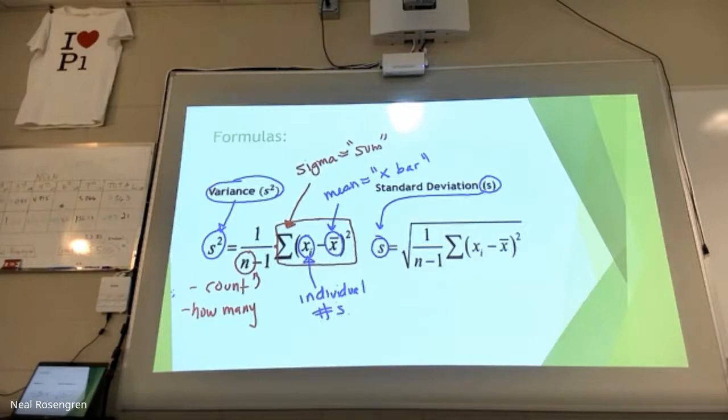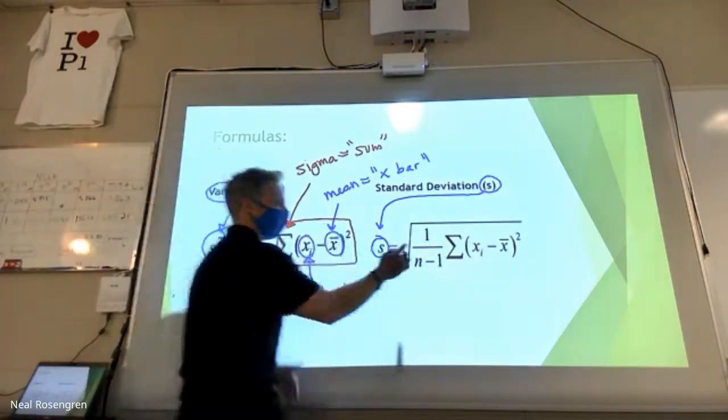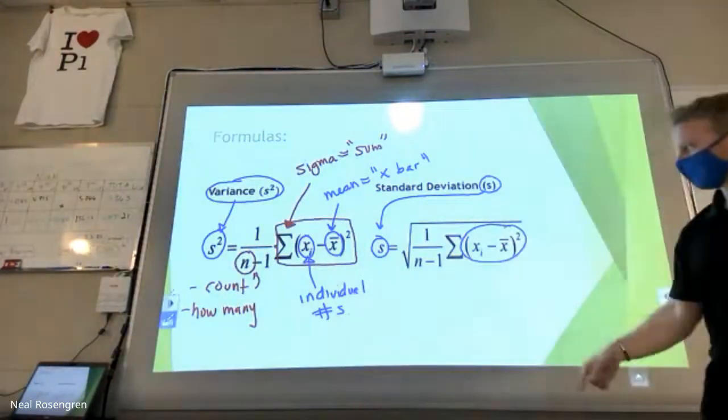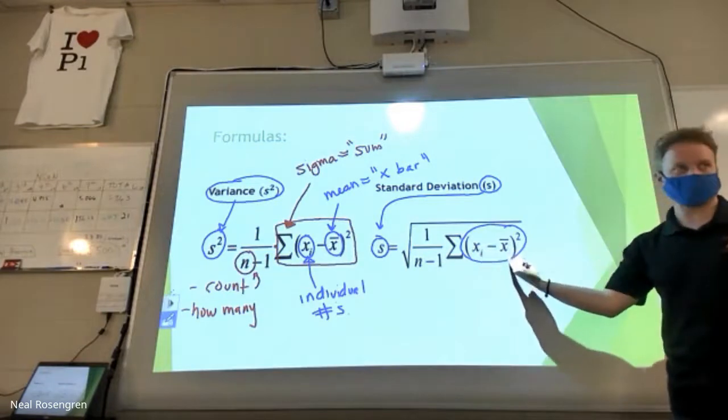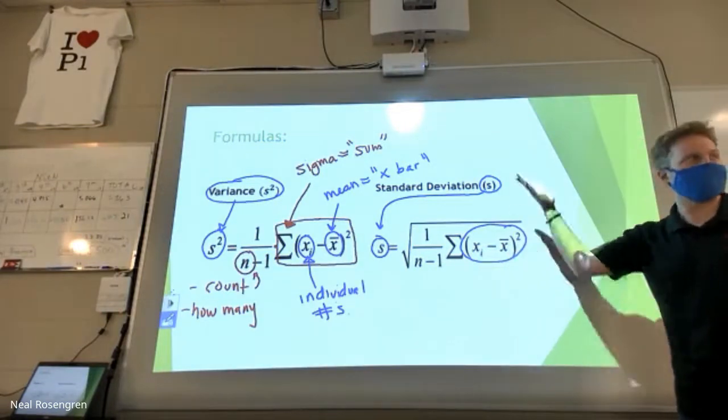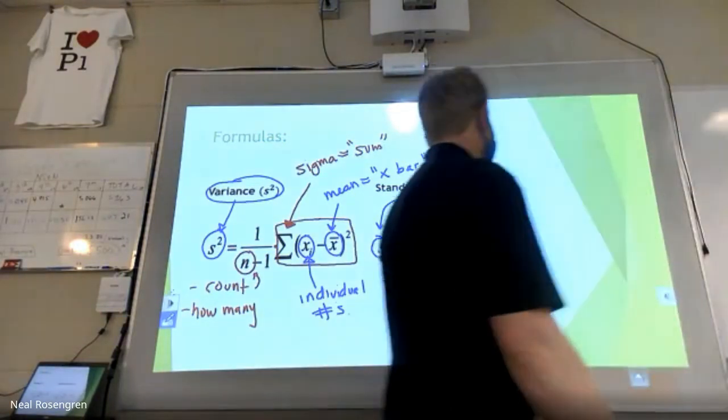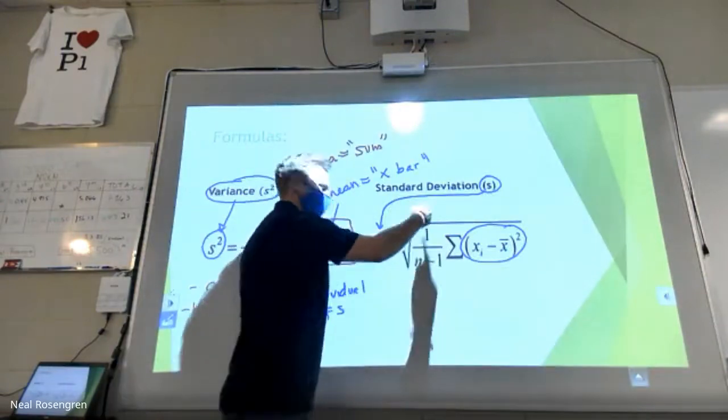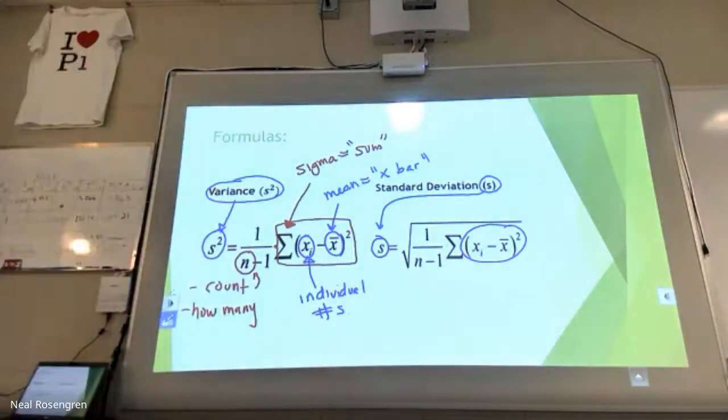Sigma, we're going to add them all. What are we going to add? We're going to add all of this. Take each one, subtract the mean, square it. See what we get. Add them all up. And then we're going to multiply that by 1 over n minus 1. And then we're going to take the square root.